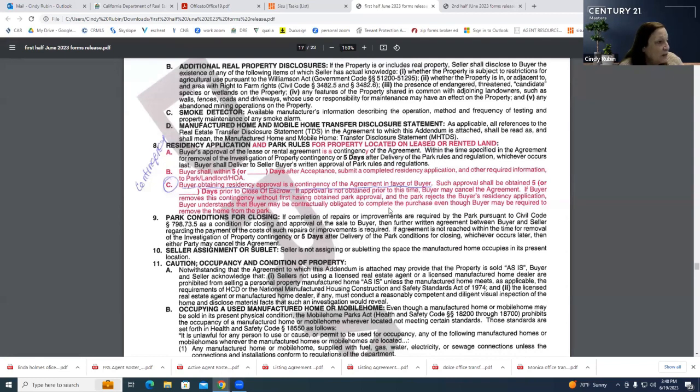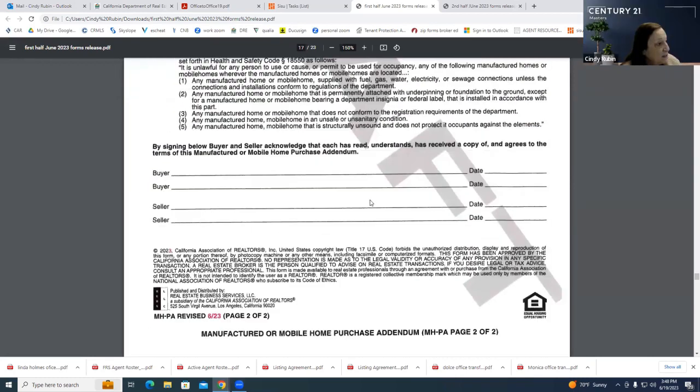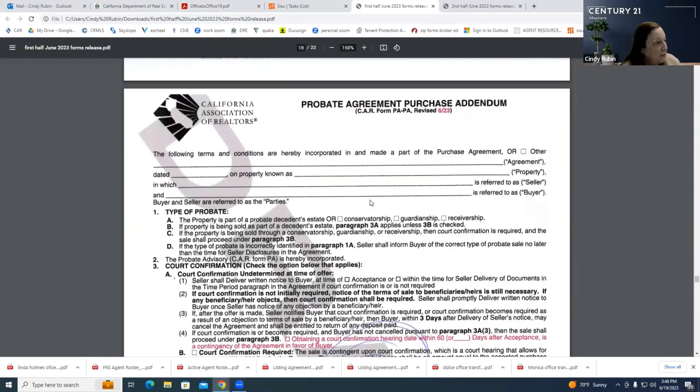And if I was a seller, I might counter that to make it exactly 10 days or 15, cutting it shorter. You don't want to wait till the last minute and find out you're not getting park approval. Exactly. So, yeah, I think that's it on that one. Okay, the probate agreement purchase addendum.